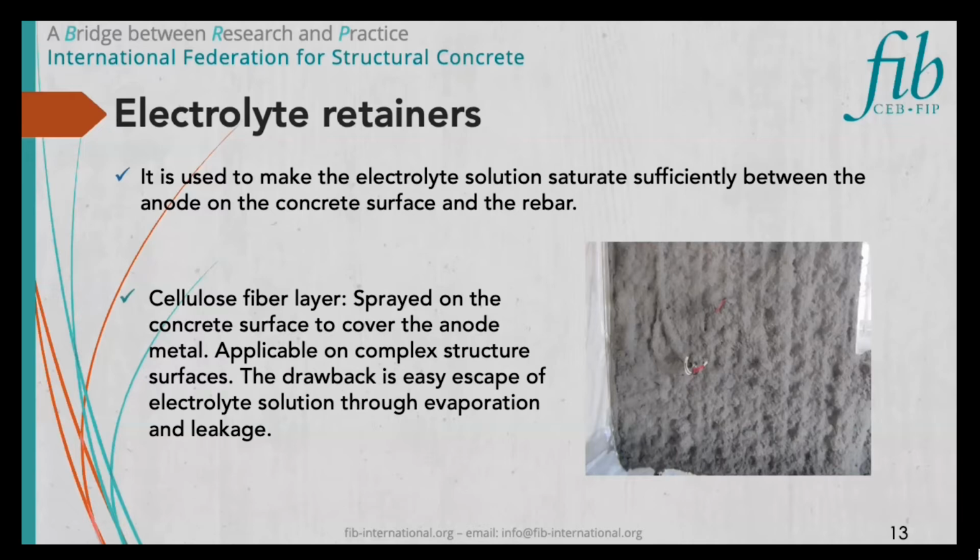Electrolyte retainer is used to make the electrolyte solution saturate sufficiently between the anode on the concrete surface and the rebar. First one is cellulose fiber layer. It is sprayed on the concrete surface to cover the anode metal. Its advantage is that it can be used for complex structure surfaces. The drawback is easy escape of electrolyte solution through evaporation and leakage. However, it can be removed easily after the execution.